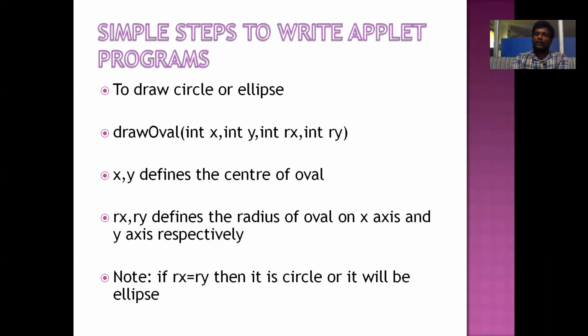The drawOval method takes 4 parameters: x, comma y, comma radius on the x-axis, and radius on the y-axis. x and y define the center of the circle or ellipse, and rx and ry define the radius on the x-axis and the radius on the y-axis respectively. If rx and ry are the same, a circle will be displayed on the applet. If rx and ry are different, it will display an ellipse on the applet. Coming to the next shape.